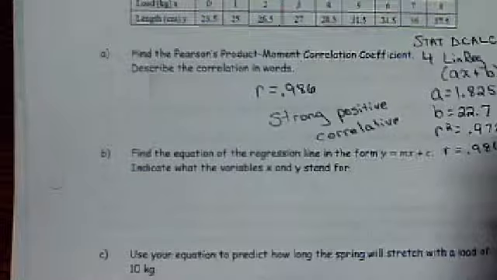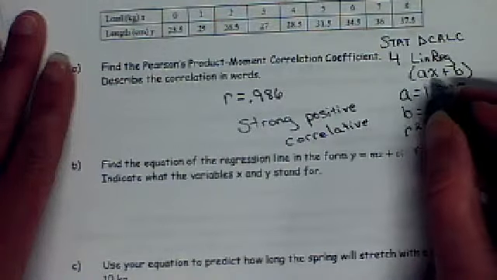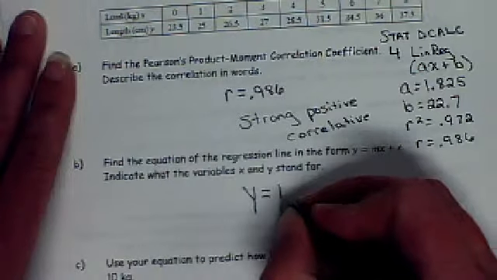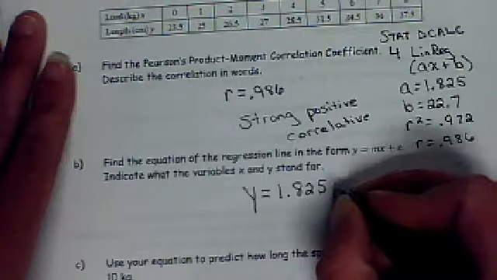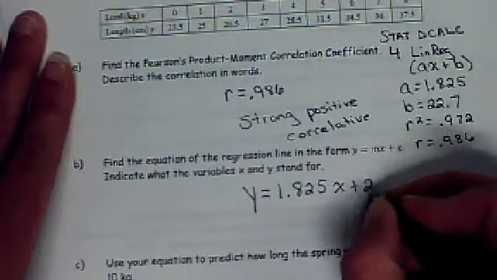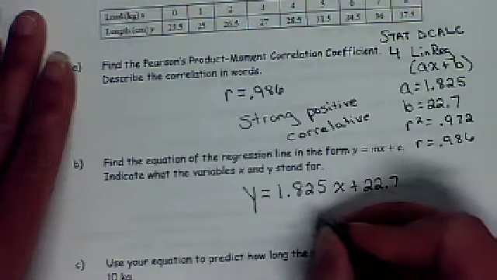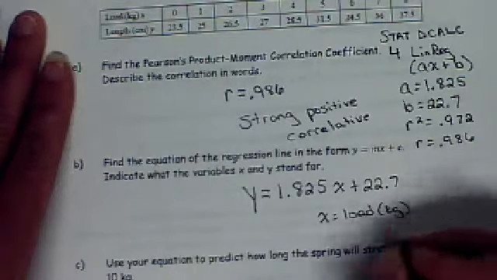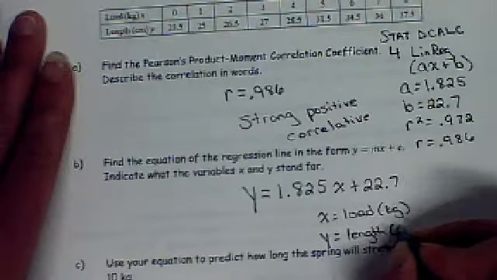We can even write down the equation of the regression line. Notice that A in the calculator is in front of X. That's sort of like our M. And since it did give me exact, I'm going to leave that as an exact number. And it says make sure you indicate what X and Y stand for. X is the load in kilograms, and Y is the length in centimeters.